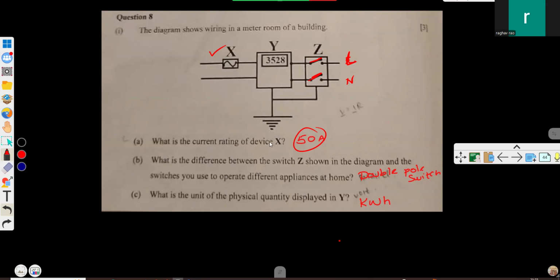What's the unit of the physical quantity? This is an electric meter. The units will be displayed. The unit is nothing but kilowatt hours.